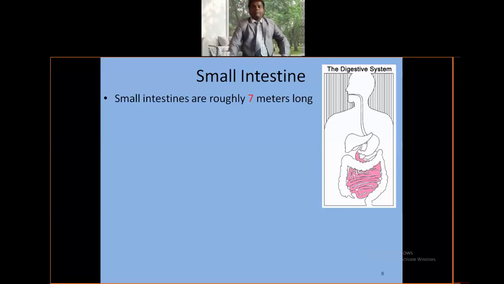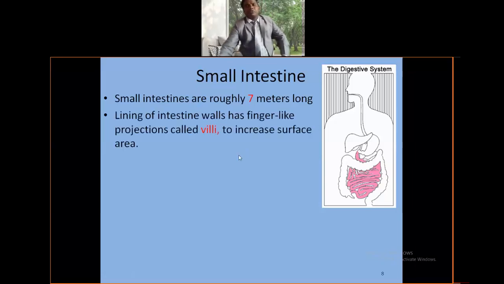Next, the small intestine has 3 parts: number 1 duodenum, number 2 jejunum, and number 3 ileum, already discussed yesterday. And one more thing, the small intestine is lined by finger-like projections called villi, and the villi are covered by microvilli. These are responsible for increasing the surface area of the small intestine. So that is the importance of the small intestine.